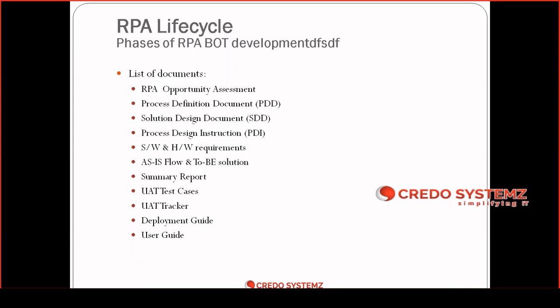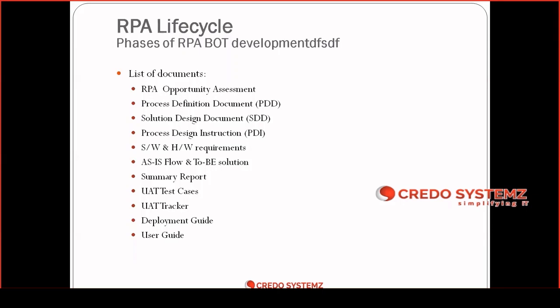A summary report is the execution report that your bot has produced for a particular execution. Suppose you're doing data processing, then it will say I processed this many data items, this many were application exceptions, this many were business exceptions, this many were processed through, and this is the final result. If it runs today, you'll have a summary report; if it runs tomorrow, another summary report. Then you have a unit test case, a UID tracker, a deployment guide, and finally a user guide for how it is to be used if it involves end users. This will be the overall picture.